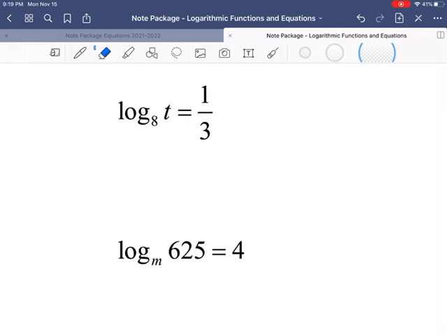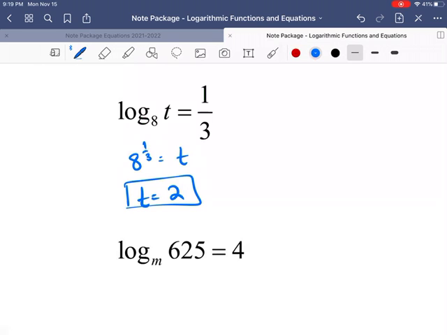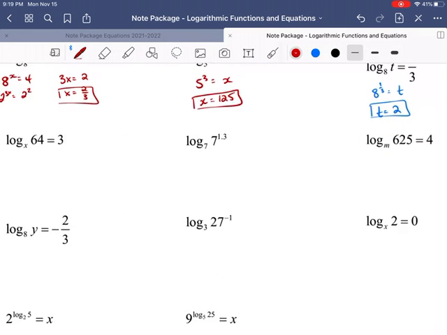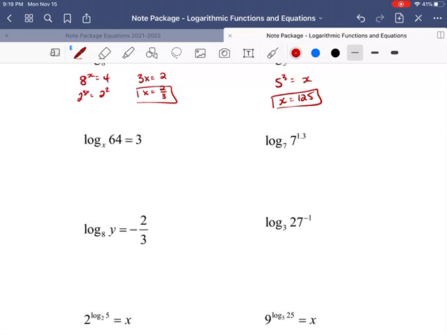All right, log base 8 of t is equal to 1/3, so we get this relationship where 8 to the 1/3 is equal to t, and you can just evaluate that on your calculator. 8 with an exponent 1/3, so t is equal to 2. Again, expressing our answers in terms of the variable. x cubed is equal to 64.